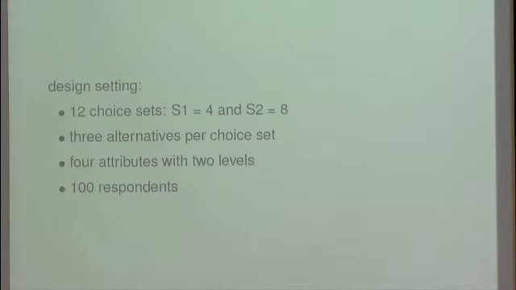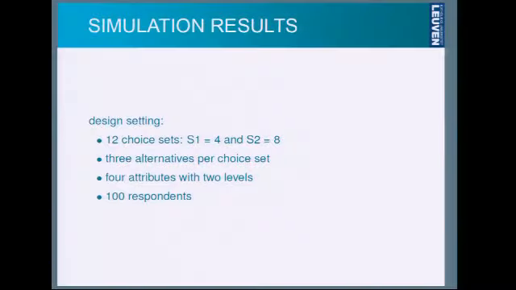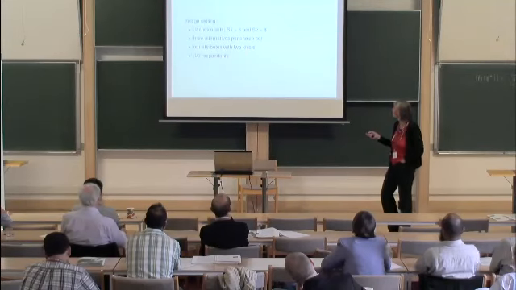But I will mainly show you that this works quite well with simulation results. So I have a small design setting here. We did the same thing with a large design setting, but you get similar results. So you assume you want to give every person 12 choice sets. And we will optimize the last 8 ones, but the first 4 are not optimized for each individual separately. Okay. In each choice set we have 3 alternatives, so for instance 3 laptops to choose from. And each laptop is described by 4 attributes that have 2 levels, for instance. And we consider 100 respondents.